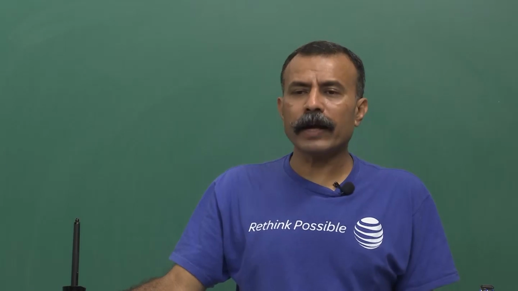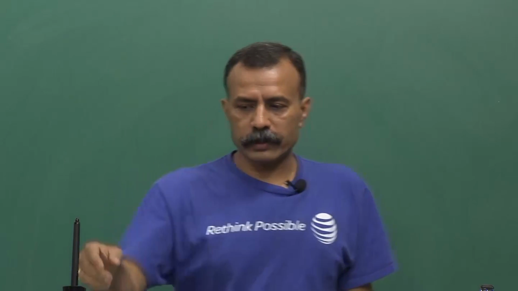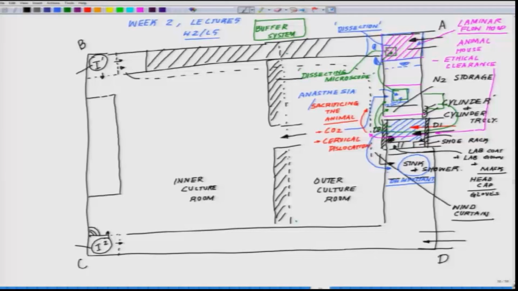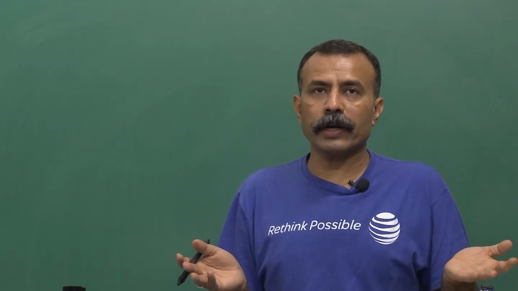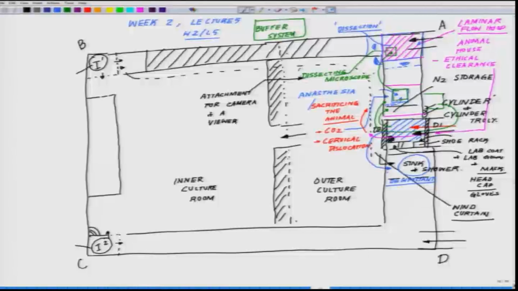So, it is a good practice to have a good dissecting microscope with possible attachment for a camera and a viewer, and this viewer could be even a computer. You can interface the camera with the computer, and on the computer screen you can see and you can record it. If there is a good dissection, you can record it, and that could be a tool for the cell culture facility, showing this is how we isolate the tissue.